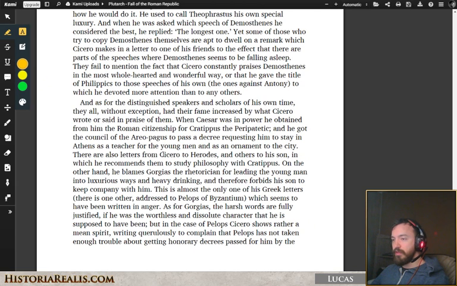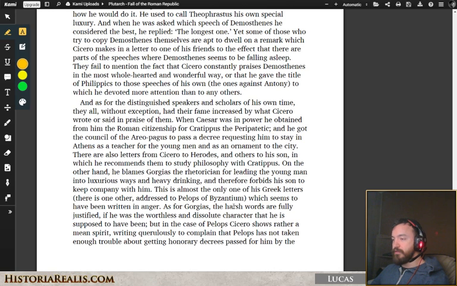There are also letters from Cicero to Herodotus and others to his son, in which he recommends them to study philosophy with Cratippus. On the other hand, he blames Gorgias the rhetorician for leading the young man into luxurious ways and heavy drinking, and therefore forbids his son to keep company with him. This is almost the only one of his Greek letters. There is one other addressed to Pelops of Byzantium, which seems to have been written in anger.